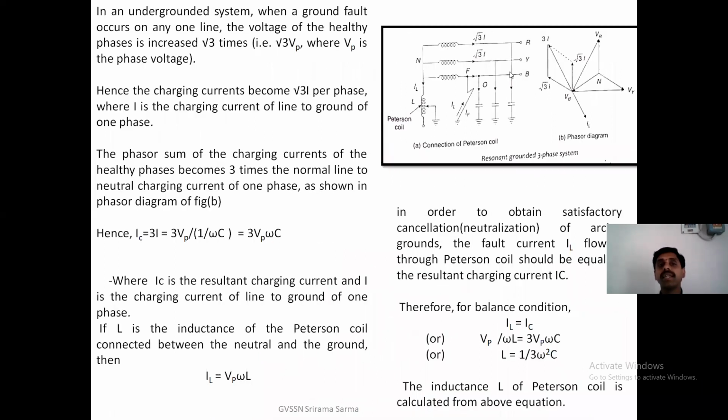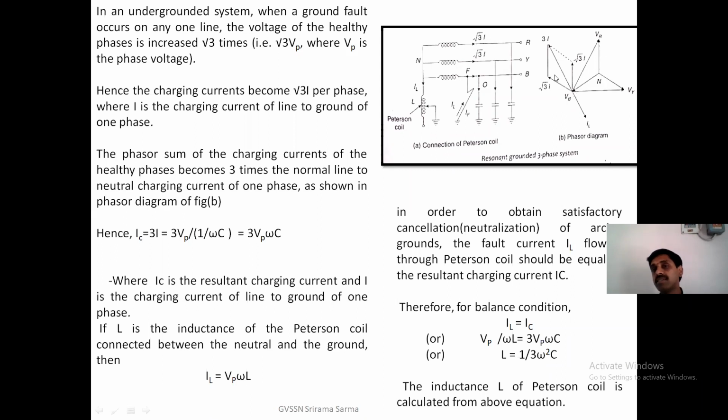If you see here, in an ungrounded system, when a ground fault occurs in any one of the lines, the voltage on the healthy phases becomes √3 times the phase voltage, as we discussed. Hence, the charging current becomes √3 times the charging current I in that line per phase, where I is the charging current from line to ground. That means IC is the charging current. If you observe here, VR and VY are the healthy phases. VB is the faulty phase. Therefore VB is at ground potential, that means 0 voltage. We have not drawn it like this. It is at ground potential. So if you have a neutral to ground connection, the neutral is at ground potential like this. So this is the phasor diagram you can understand.